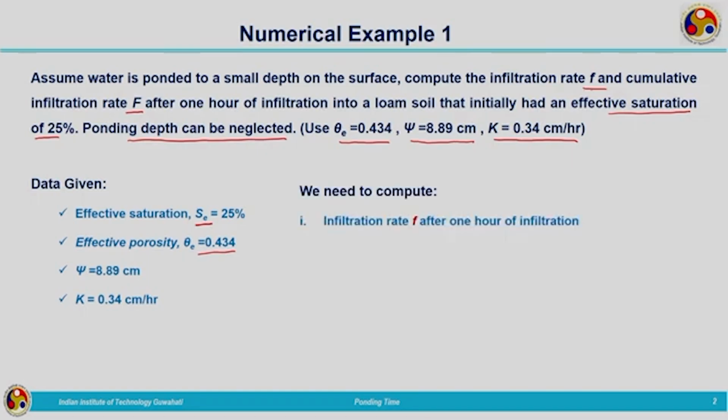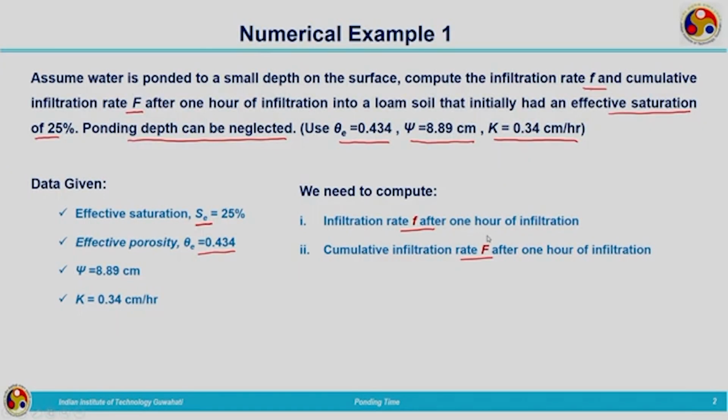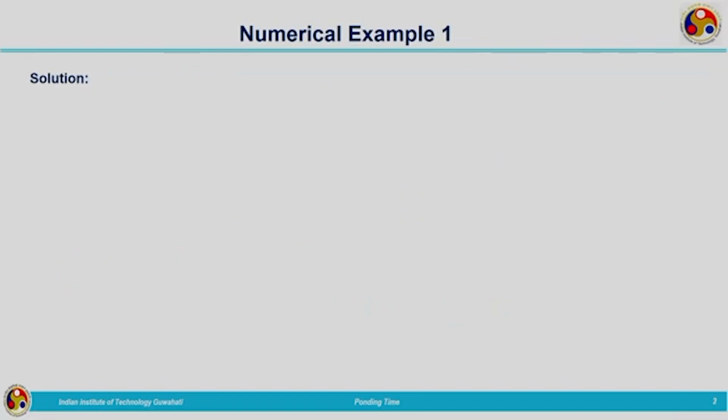Now, we need to compute the infiltration rate f after 1 hour of infiltration and cumulative infiltration F after 1 hour of infiltration. We are assuming a uniform intensity of rainfall for 1 hour. We need to calculate the cumulative infiltration and infiltration rate corresponding to that particular time. From these data it is very clear that we can make use of the Green-Ampt equation. We can start solving the example.